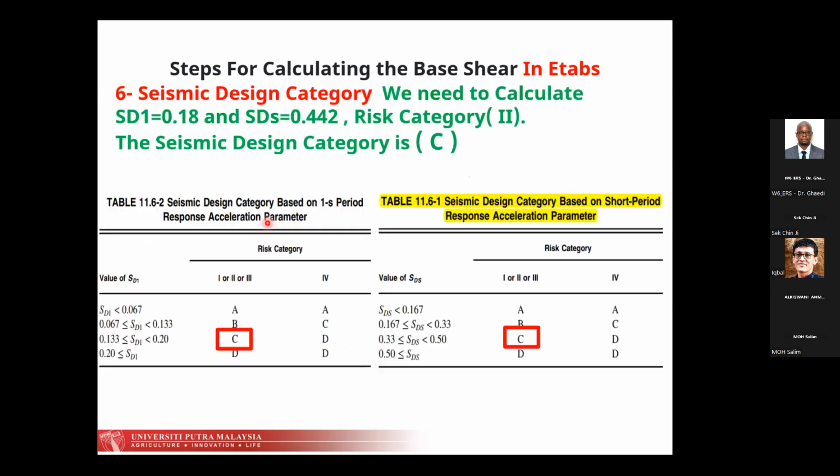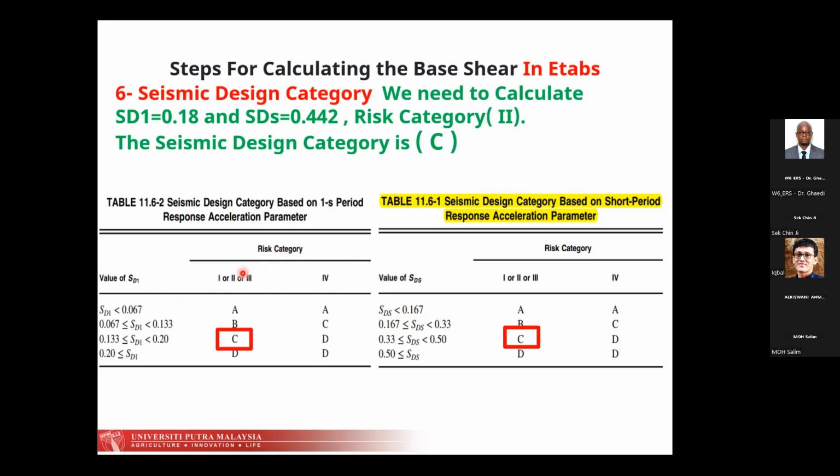Then we should go for the seismic design category. Actually, the seismic design category is very important to guide us on what structural system we should use. Because we have two points, as the doctor said, we have two tables, one for SD1 and one for SDS. So table 11.6-2 and table 11.6-1 are related to this. We should know what SD1 and SDS are. This is why I said we should compute these values manually before. And we know what our risk category is.